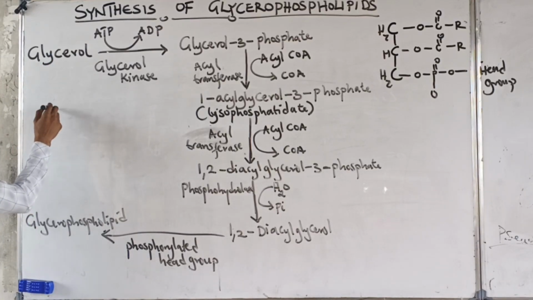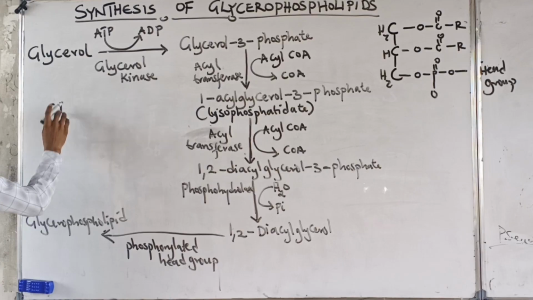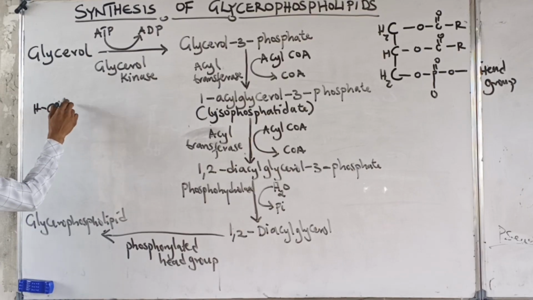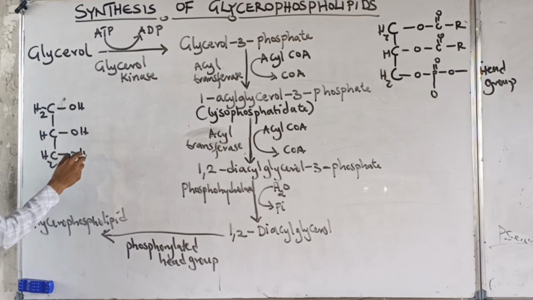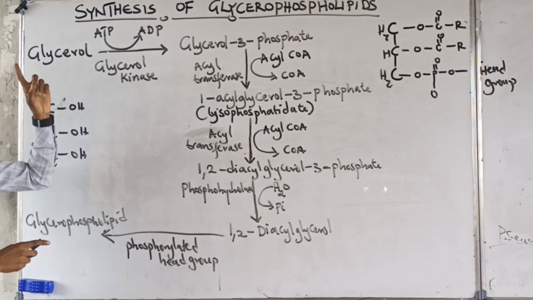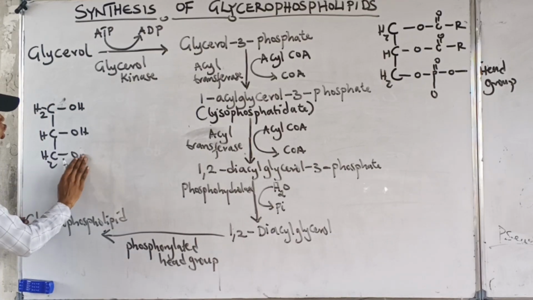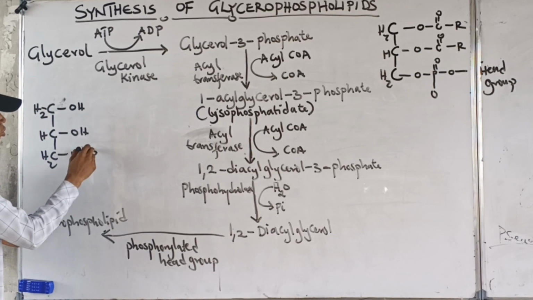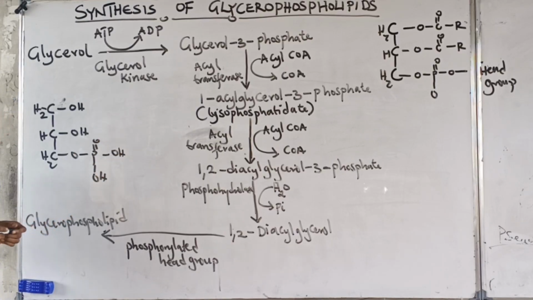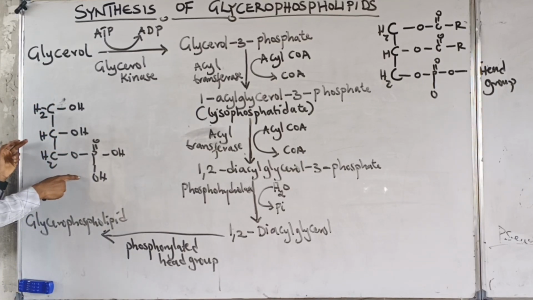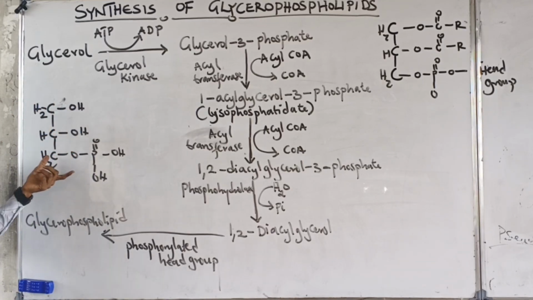So if we have the structure of glycerol here, this is the structure of glycerol. Once ATP comes in and donates one phosphate group, the phosphate group goes to this position 3 here and attached. So what we are now having is glycerol 3 phosphate, because this is glycerol and the phosphate group is on carbon 3. So we now have glycerol 3 phosphate.